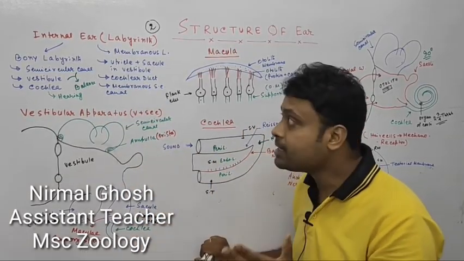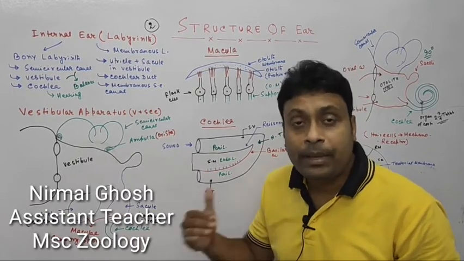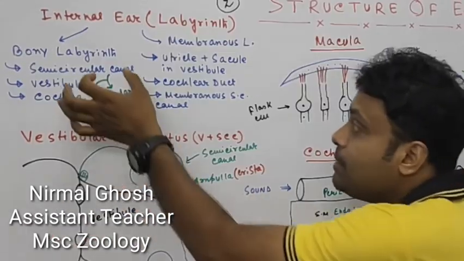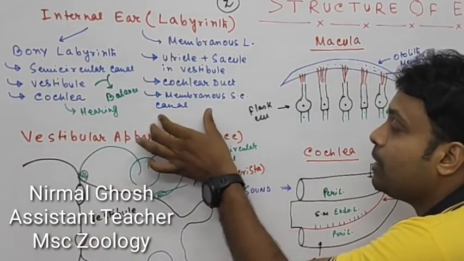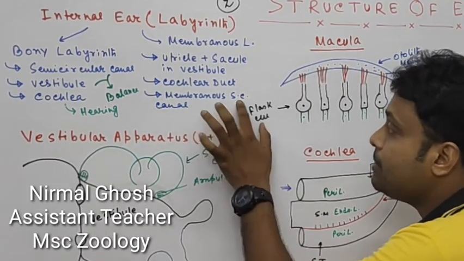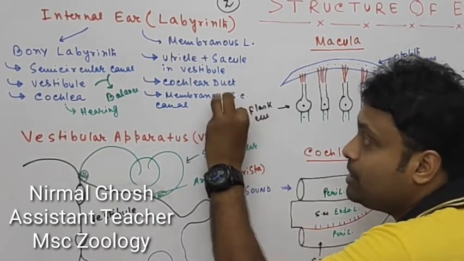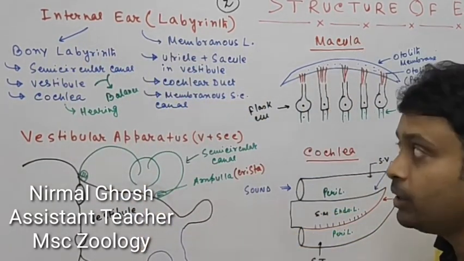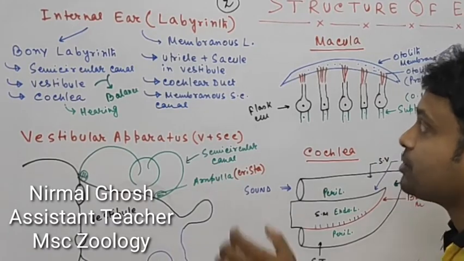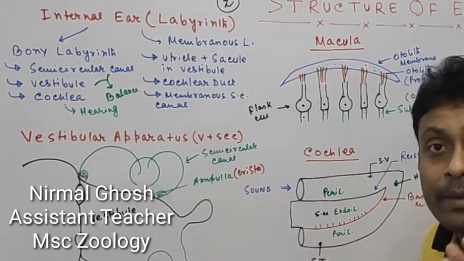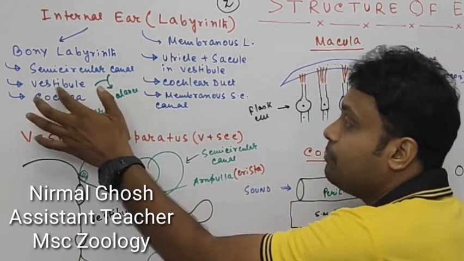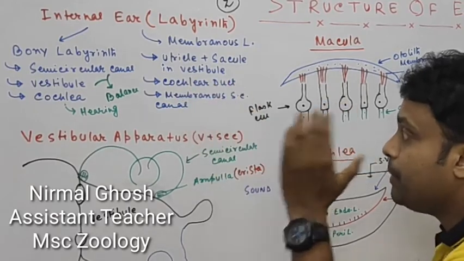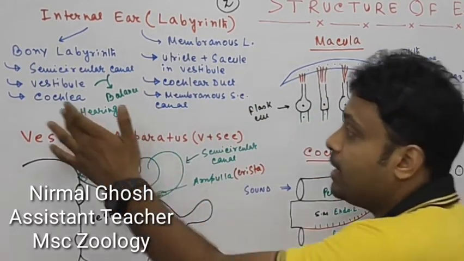Okay, and the membranous labyrinth, I have already told you, is present in different parts of the bony labyrinth. In the semicircular canal, the membranous semicircular canal is present. The membranous semicircular canal is the membranous labyrinth which resides inside the semicircular canal, which is the bony labyrinth. And two other important structures, the utricle and the saccule, are membranous labyrinth which reside inside the vestibule, which is bony labyrinth. And the cochlear duct is another membranous labyrinth which resides inside the cochlea.